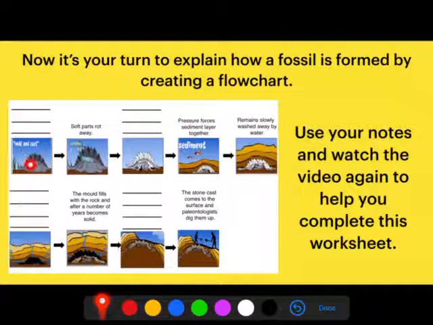First, what happens to the dinosaur? It needs to die first. So first the dinosaur dies. Then we are aware that the soft parts rot away. Then what happens next? Only the bones, the skeleton, is left. Then pressure forces sediment layers together. The remains slowly get washed away by the groundwater. Then what happens? Look at the picture very carefully.